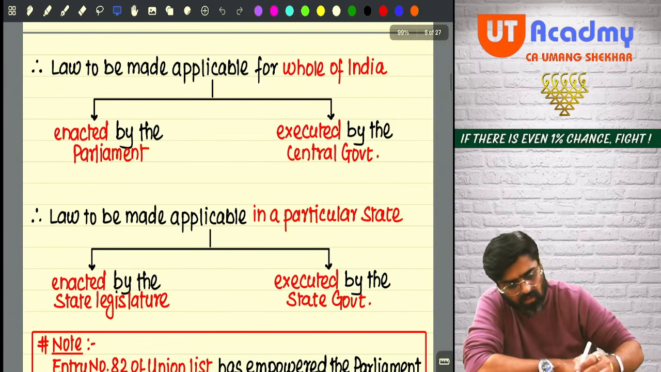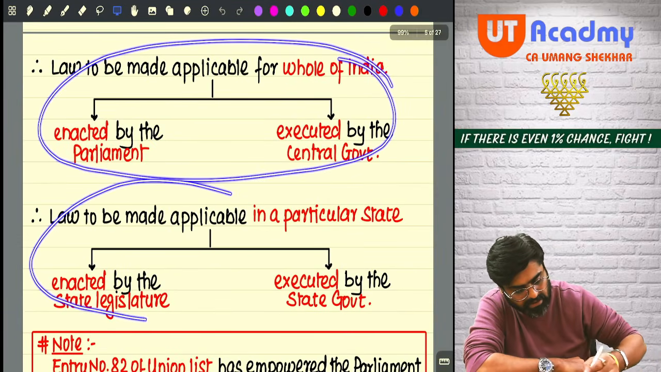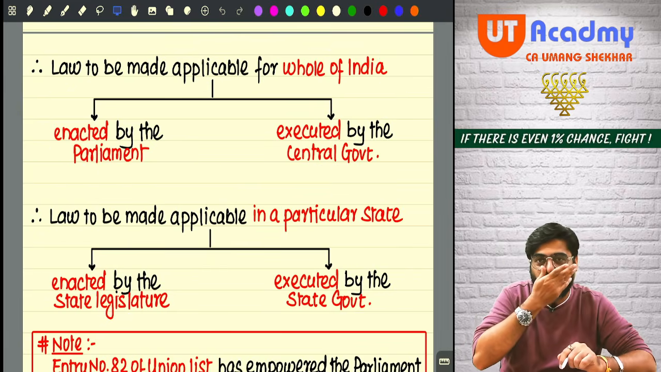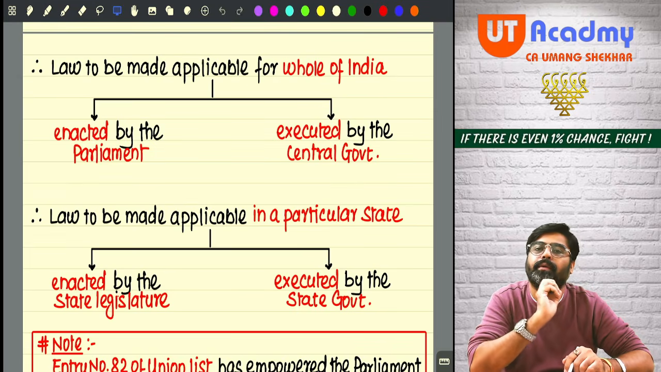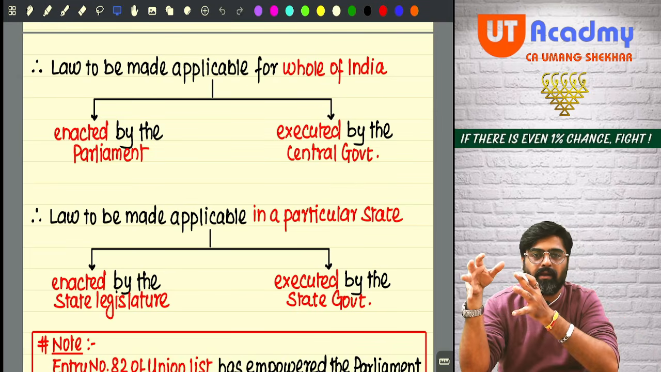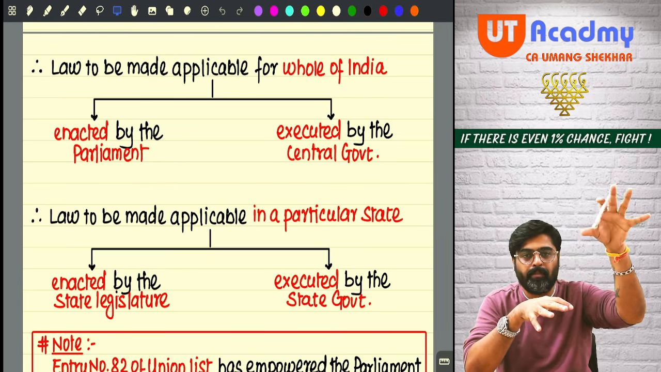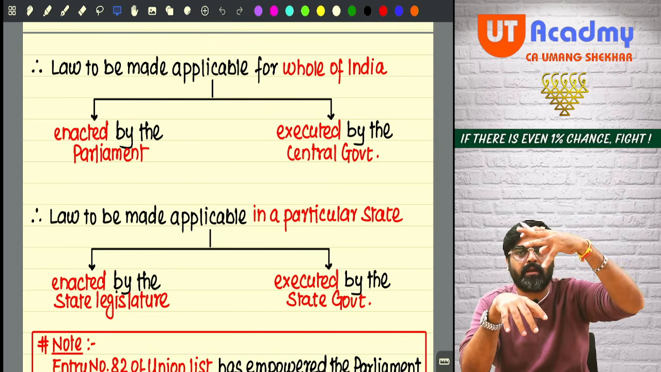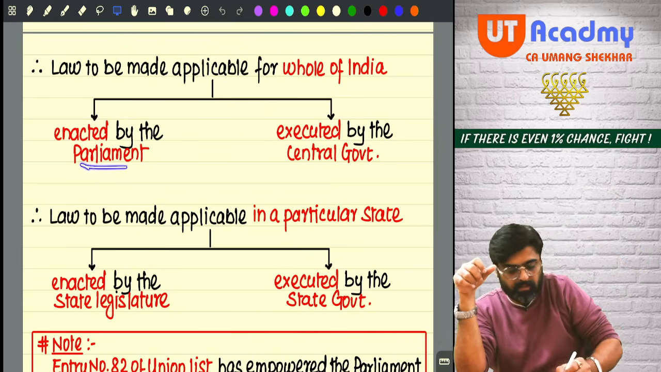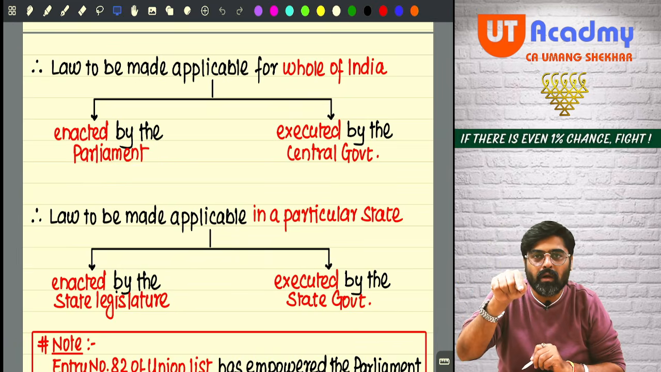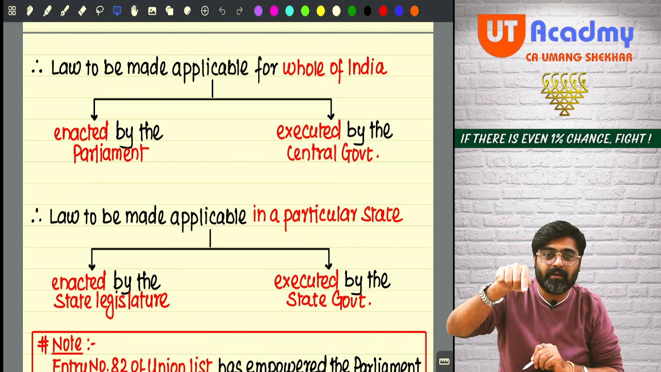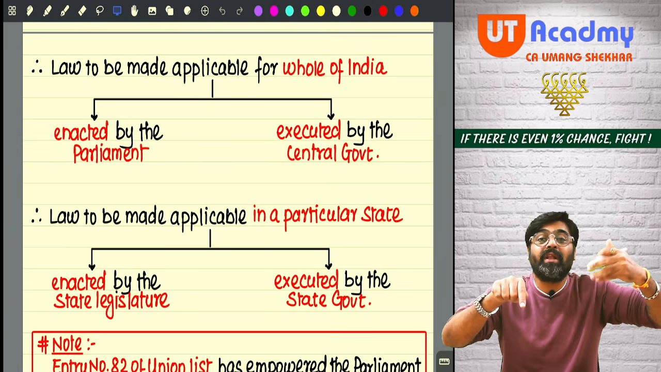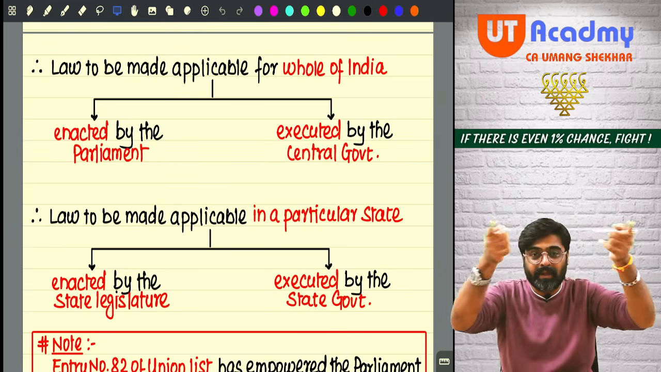See, whatever I have written here, just let me know, do I have to explain this or do you know this already? On any subject matter, if there is one law which is to be made applicable for the whole of India, then on that subject matter, who will make law? Parliament. And that law which is made by the Parliament, who will implement that law throughout the territory of India?